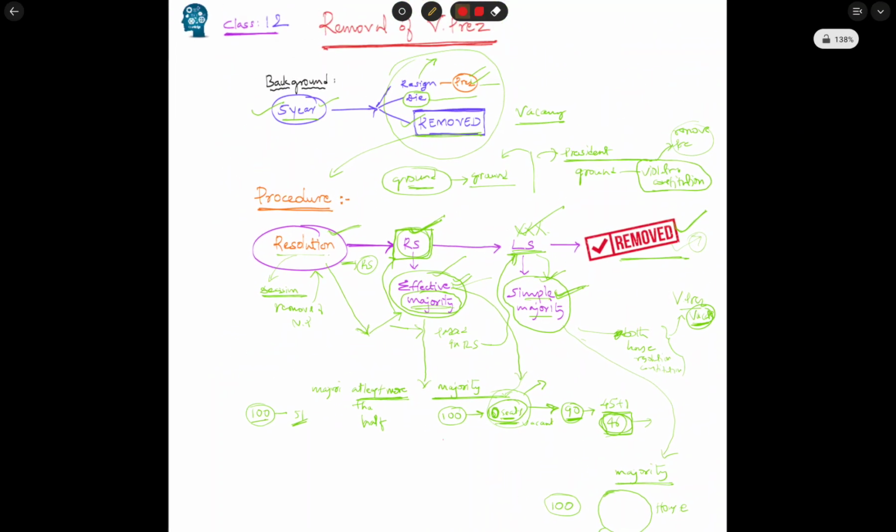Let's recap the whole thing. Five years is the tenure. Within this period, the Vice President may be removed. No ground is mentioned. The procedure is that the resolution must be passed by both houses of Parliament, the Rajya Sabha and the Lok Sabha. It must start in the Rajya Sabha, then go to the Lok Sabha. The Rajya Sabha requires an effective majority and the Lok Sabha requires a simple majority. This is what we need to understand.